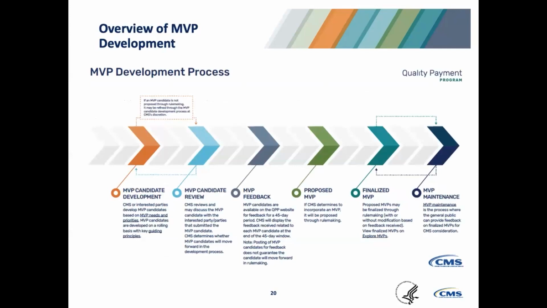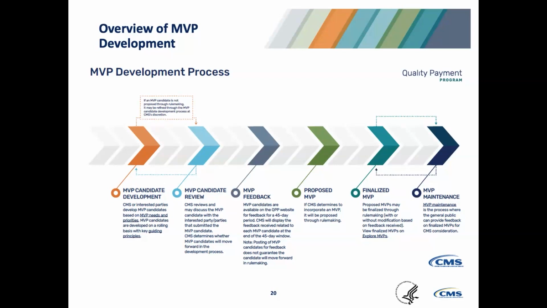For the MVP development process, there are 6 stages or phases, which are highlighted here. The MVP candidate development, in which CMS or an interested party develops the MVP candidates based on the MVP needs and priorities. Candidates are developed on a rolling basis with key guiding principles. This leads into our MVP candidate review, at which point CMS reviews and discusses the candidate with the interested party or parties that submitted the MVP candidate. CMS will then determine whether MVP candidates can move forward in the development process.